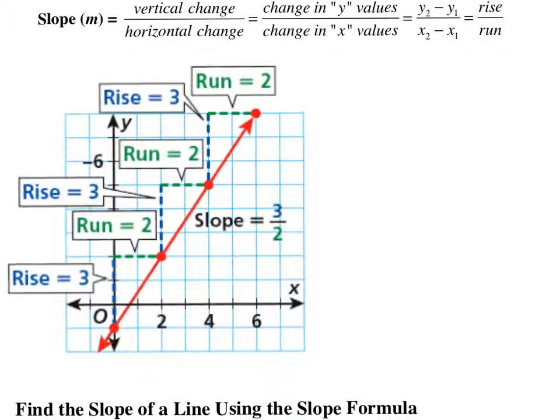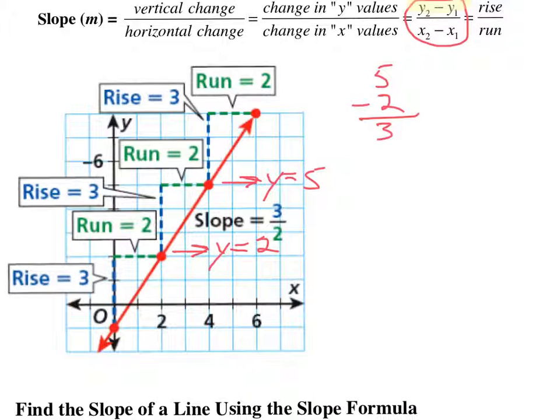To help you understand that, let's look at this graphic as it relates to this formula. Let's find the y values of any two sets of points. At this point, y equals 2. At this point, y equals 5. Looking at the formula, let's subtract the two y values. 5 minus 2 equals 3.